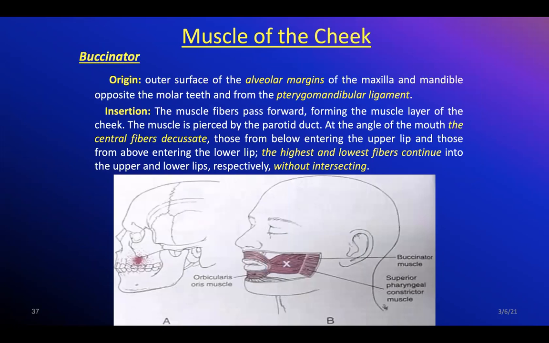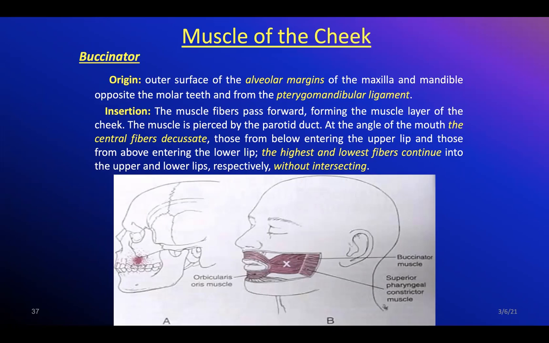As for the muscles of the cheek, we have the buccinator. The origin is from the outer surface of the alveolar margin of the maxilla and the mandible, opposite to the molar teeth, and from the pterygomandibular ligament. The insertion: the muscle fibers pass forward, forming the muscle layer of the cheek. The muscle is pierced by the parotid duct at the angle of the mouth.